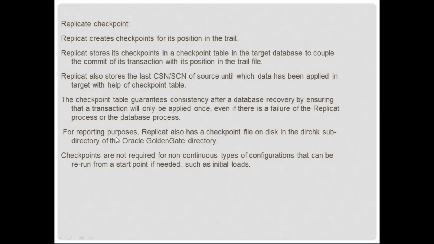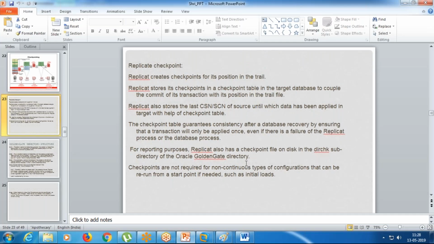For reporting purposes, replicate also has a checkpoint file on disk in dirchk. Checkpoints are not required for a non-continuous type of configuration, but that can rerun from the point. Okay, this I will show in the practical when I do the initial load. At that point I will cover it, because for initial load, extract and replicate, we don't maintain the checkpoints. Okay, any doubt in this slide?